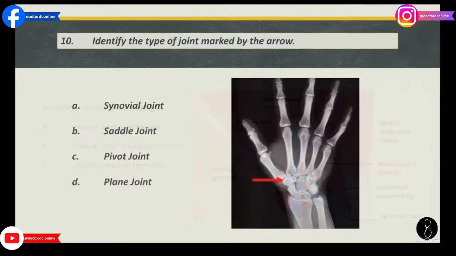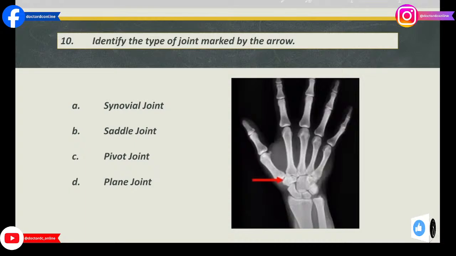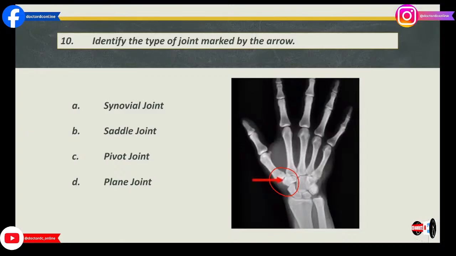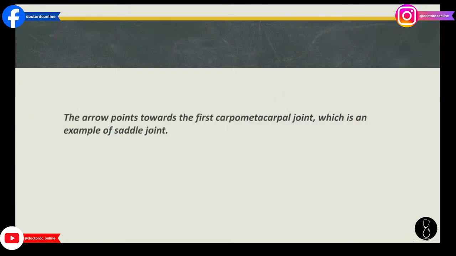In question 10, you are shown the joint at the base of the thumb and asked to identify its type. The options are option A, synovial joint, option B, saddle joint, option C, pivot joint, and option D, plane joint. The first carpometacarpal joint of the thumb is a saddle joint, which allows for a wide range of movement including opposition. The correct answer is option B, saddle joint.